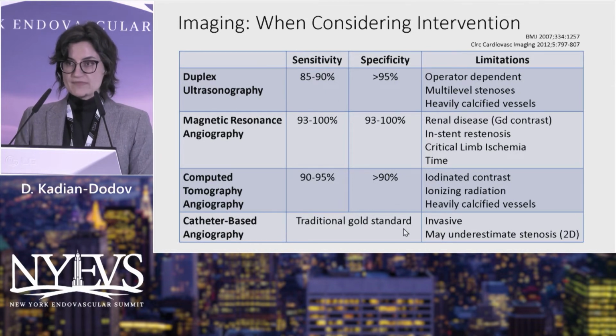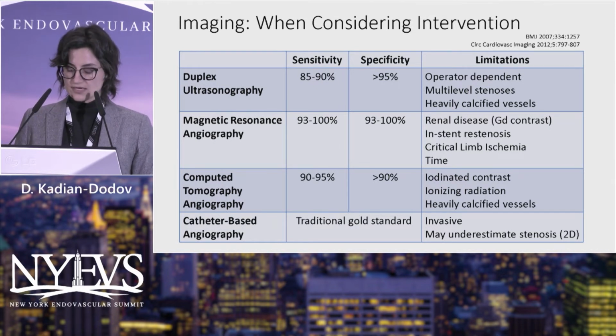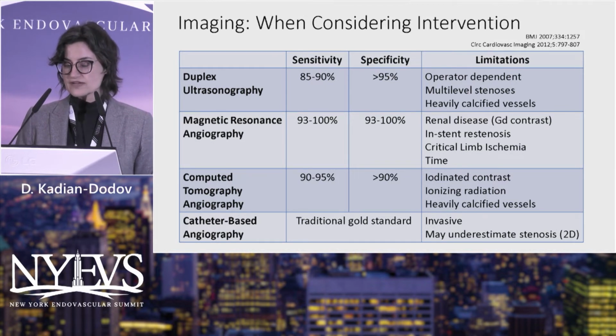So when should you image? I talked a lot about ABI. Well, I would consider it when you're thinking about intervention or whether or not your patient would benefit from intervention. And any one of the modalities, duplex, MRI, CT, or catheter-based angiography, have good sensitivity and specificity. There are limitations with duplex. It's definitely operator dependent. You get shadowing with calcified vessels, and you may be limited in multi-level stenosis.